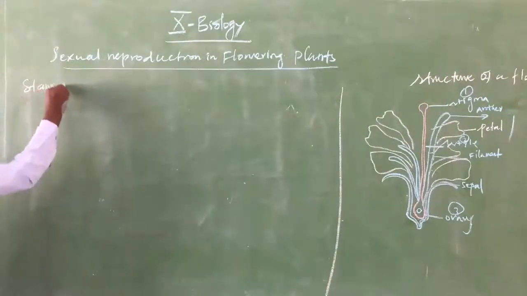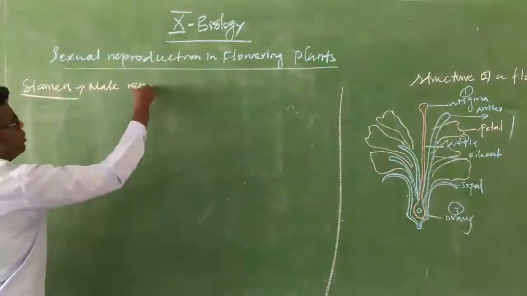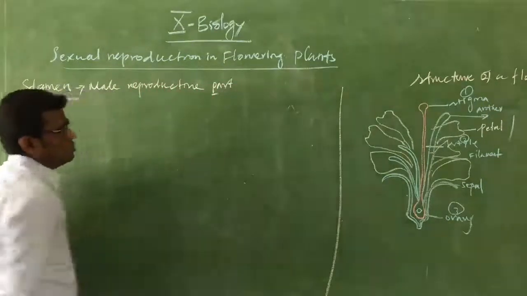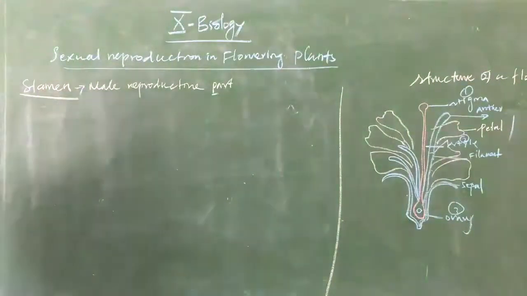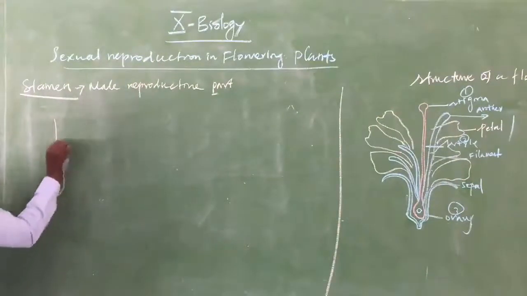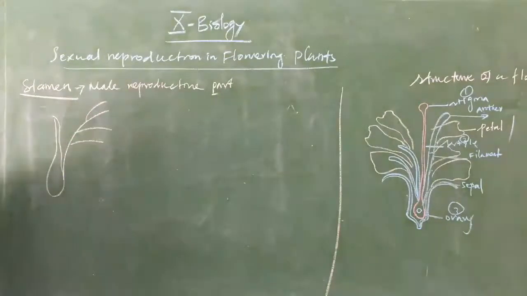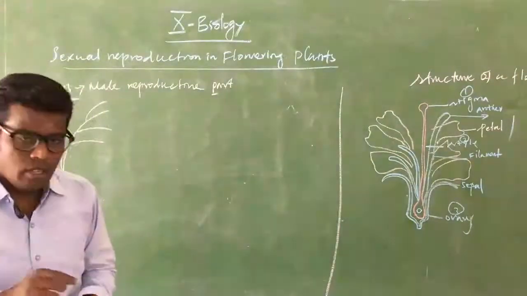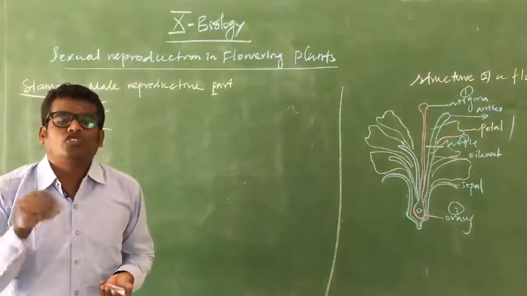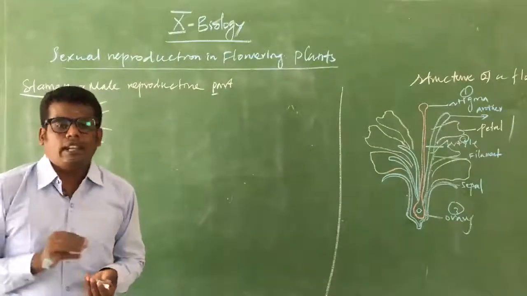Stamens. What is a stamen? It is the male reproductive part of a flower. If you observe the hibiscus plant, you can see some yellowish structures in the flower. That is the stamen. The stamen contains pollen, which is the male gamete.